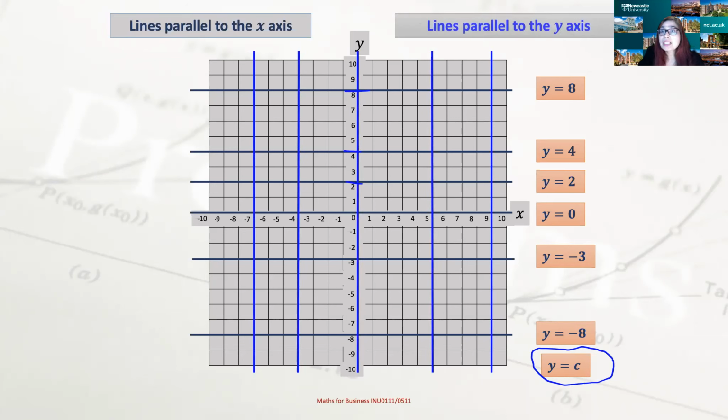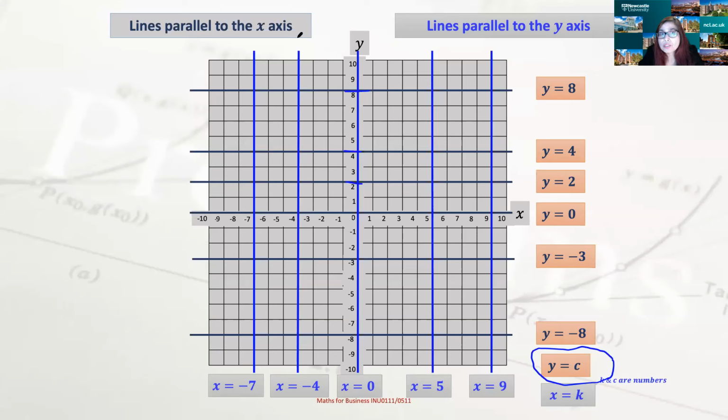When lines are parallel to the y-axis, it looks like this. They are vertical lines, yeah? Parallel to the x-axis are the horizontal lines, parallel to the y-axis are vertical lines. And the general form is x is equal to k, where k and c are just numbers, okay? Okay, now let me go back. So that understanding is very important, guys, okay? Please understand that, yeah?